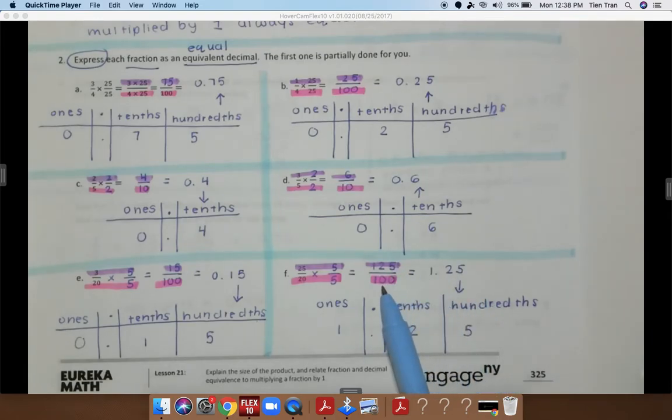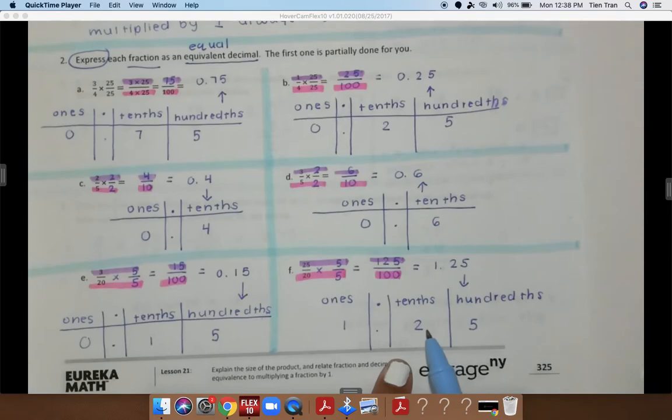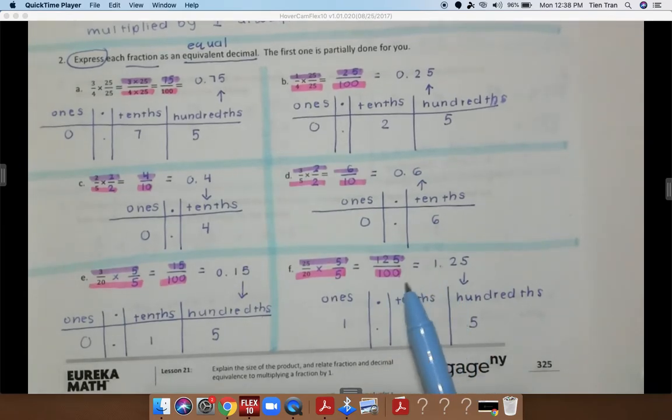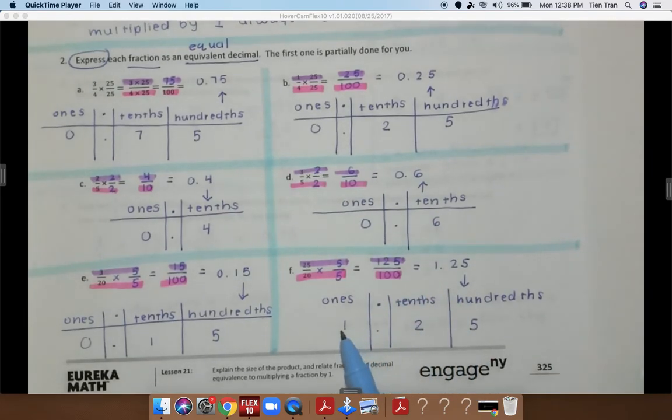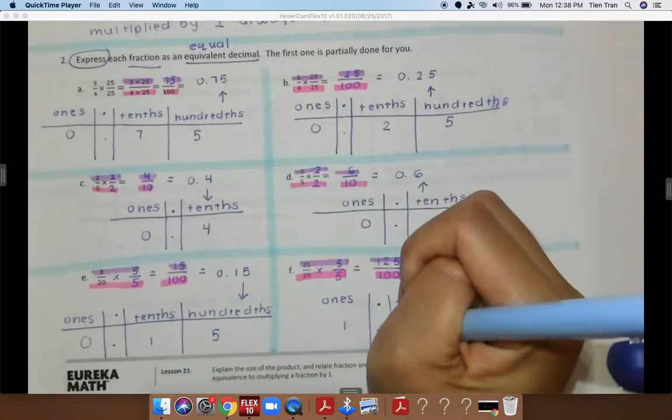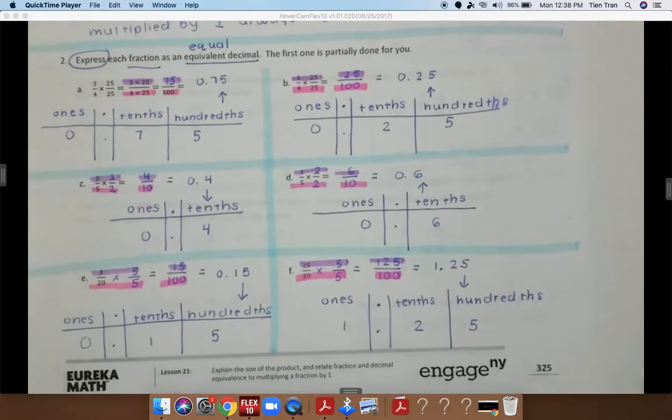Again, it says hundredths in your denominator. So your last digit, which is your 5, should be in the hundredths place. And then your 2 in the tenths place. And then your 1 in the ones place. Okay? Don't forget that decimal or else your answer is incorrect.